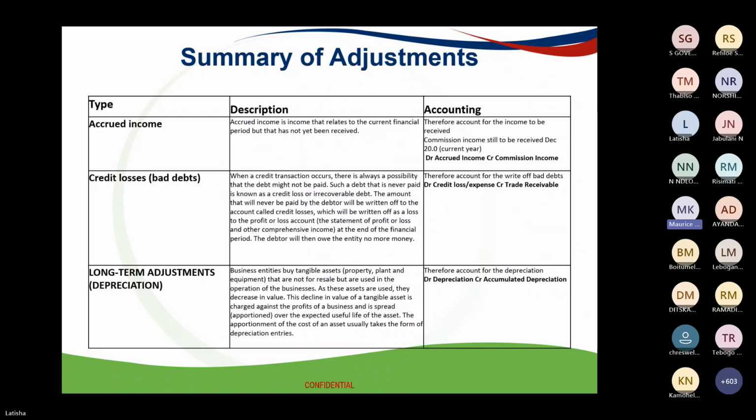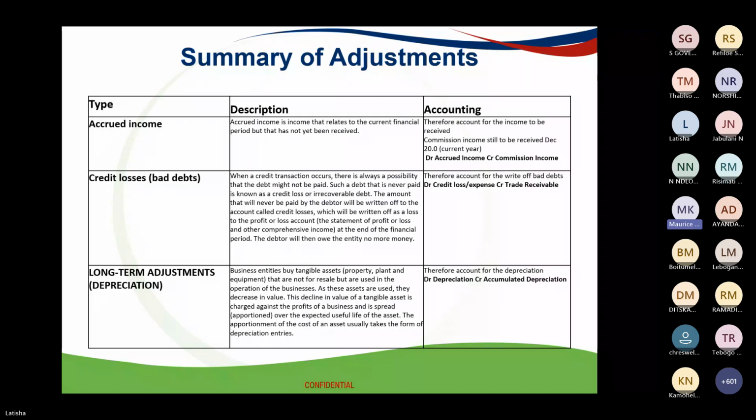And then the next one is the long-term adjustment, which is depreciation. What is depreciation? When a business entity buys tangible assets, that is plant, property, and equipment that are not for resale, but are used in operation of the business, as these assets are used, they decrease in value.